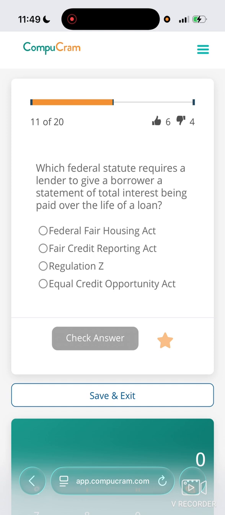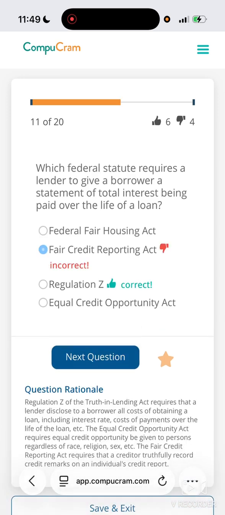Let's go. Question number 11. Which federal statute requires the lender to give a borrower a statement of total interest being paid over the life of the loan? The Federal Fair Housing Act, Fair Credit Reporting Act, Regulation Z, Equal Credit Opportunity Act. Shoot, it's either B or D. Let's go with the Fair Credit Reporting Act. Oh, it was Regulation Z.